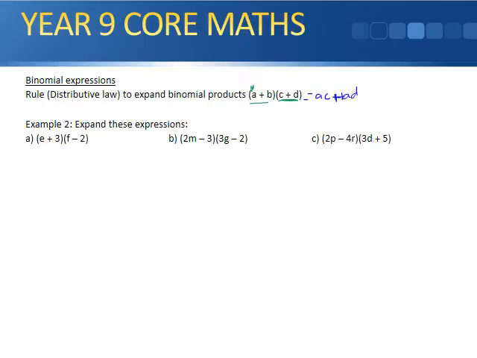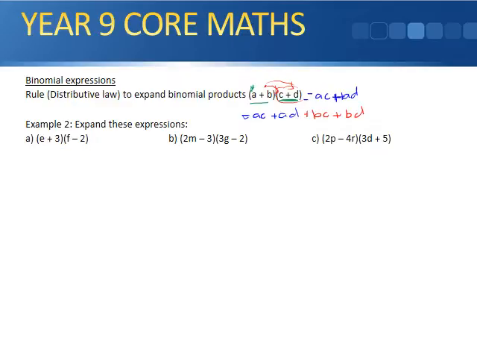I'll write that again under here. AC plus AD. And now we're going to times this B by everything inside this bracket. So the first one with the first one, B times C, and then B times D. So this will give us B times C plus B times D.